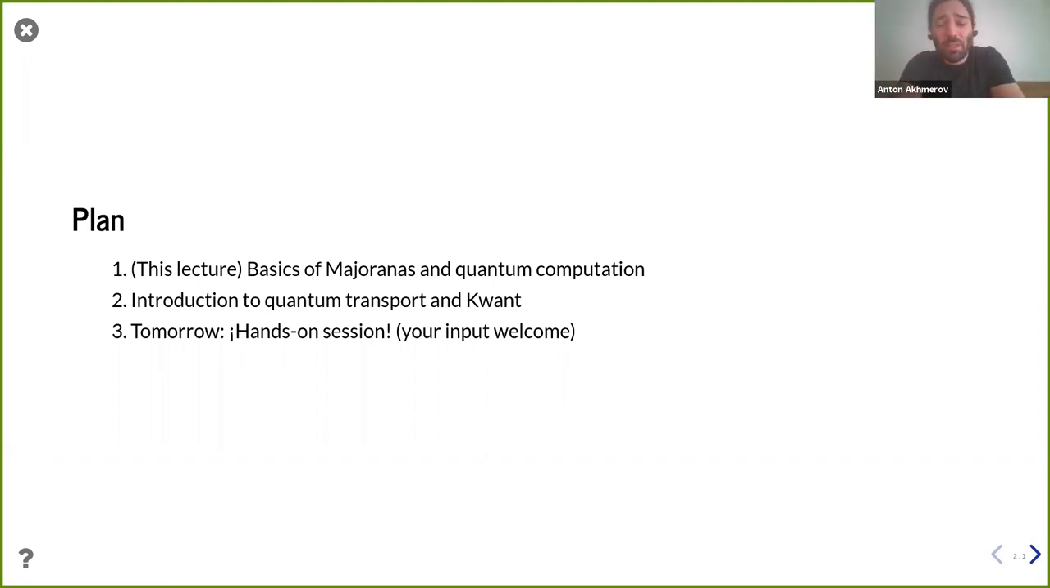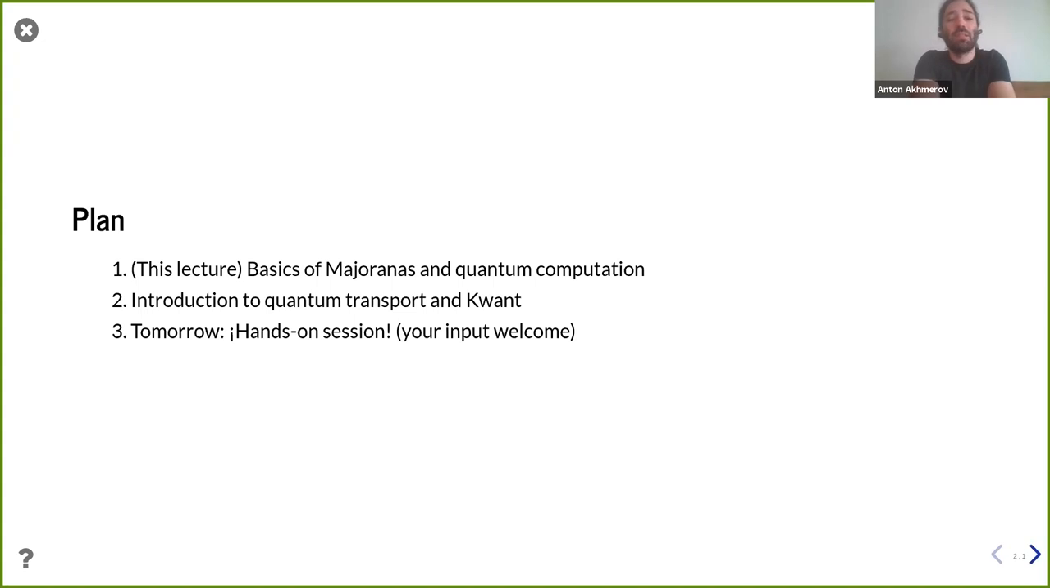So first of all, I'm going to give an overview of Majoranas and quantum computation. You have been exposed to quite a bit of topology, topological invariance, topological materials. Majoranas are, on the one hand, a closely related topic, and on the other hand, a sufficiently different topic, which has both its own difficulties and its own interesting aspects. And I'm going to discuss this. Now, this is going to be very much a discussion and an overview of a field. There is not a lot of code I'm going to show.